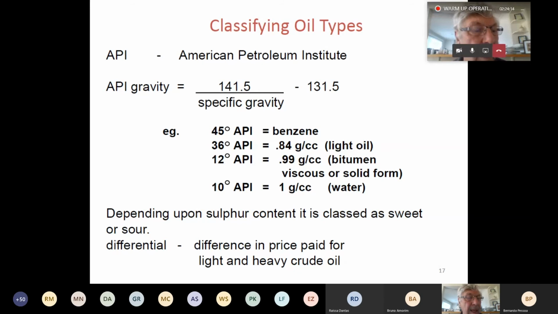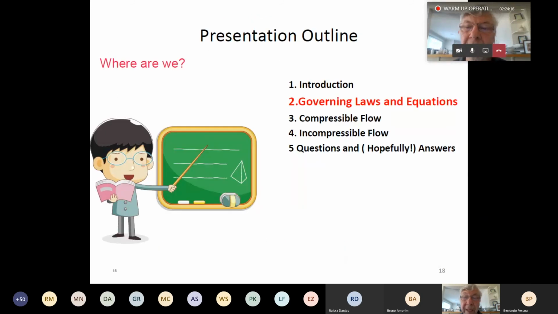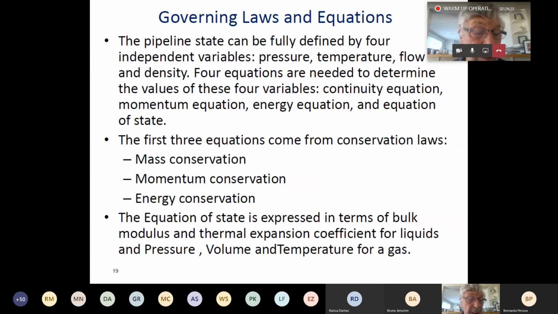So we go to 18. Okay. And that's a slide that just says we're going to talk about the governing laws and equations. And there are 4 of those. We'll go to 19. You with me? Yes. Okay.